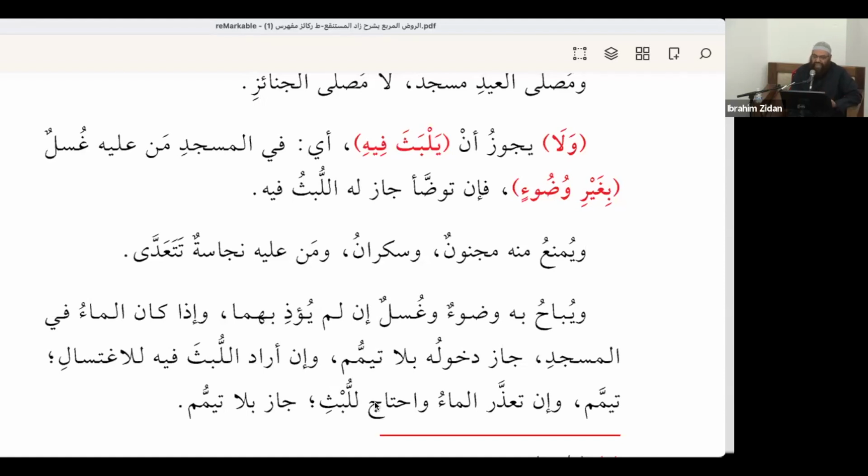But if there's no water and he needs to stay, jaza bila tayammum. It's permissible without even making tayammum, because he needs to stay. So they make a differentiation here regarding the haja, that he needs to stay, so it's permissible in this case without even making tayammum. And there's evidences to this with Wafd Abd al-Qais and others. So this is just to make it clear.